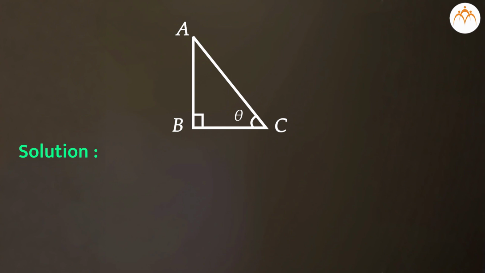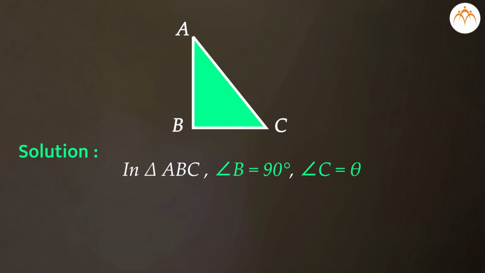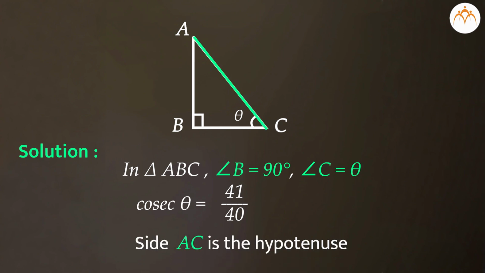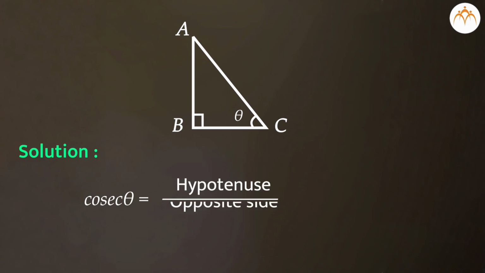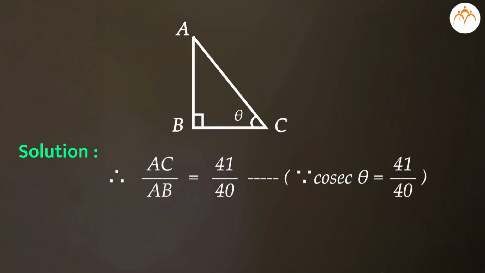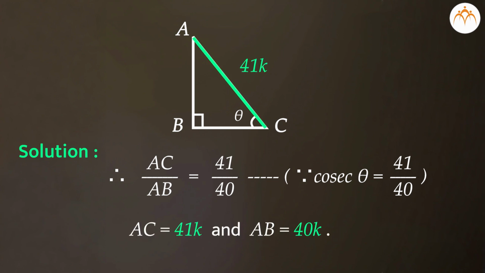Solution. Given in triangle ABC, angle B is equal to 90 degrees, angle C is equal to theta and cosec theta is equal to 41 upon 40. Side AC is the hypotenuse. Now, cosec theta is equal to hypotenuse upon opposite side is equal to AC upon AB. Therefore, AC upon AB is equal to 41 upon 40 because cosec theta is equal to 41 upon 40 is given. Let AC be 41K and AB equal to 40K.